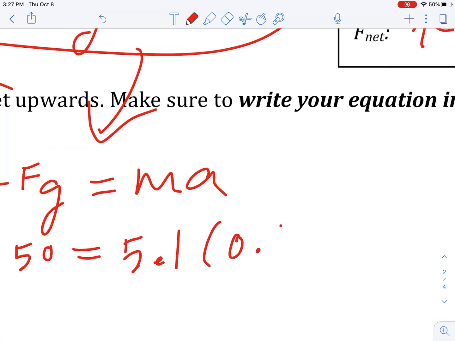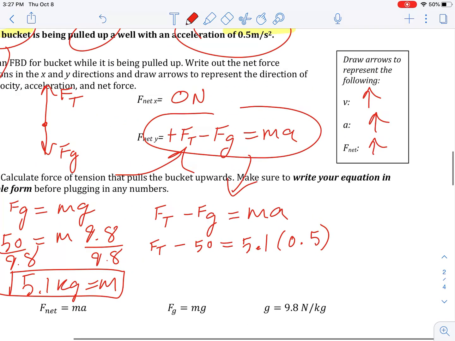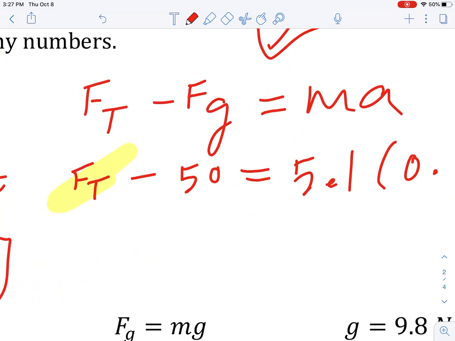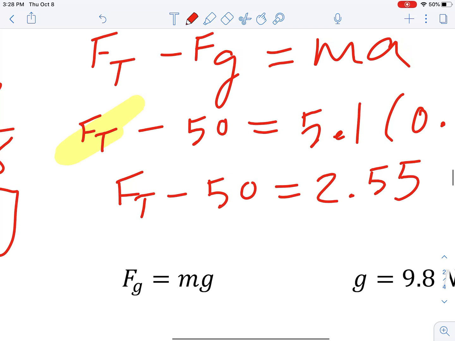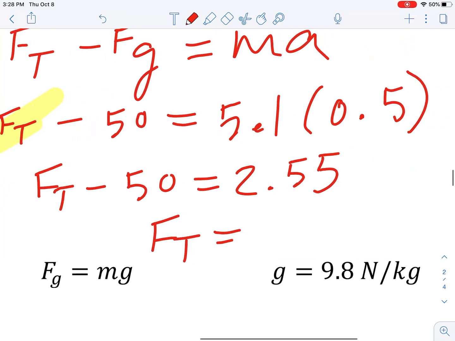0.5. So now it's just algebra again. When you only have one unknown, it's just algebra. So 5.1 times 0.5 is 2.55. So force tension minus 50 equals 2.55. Then we will add 50 to both sides to move it to the other side. So we get force tension, and this can be our answer. Force tension equals 52.55 newtons. And there you go.